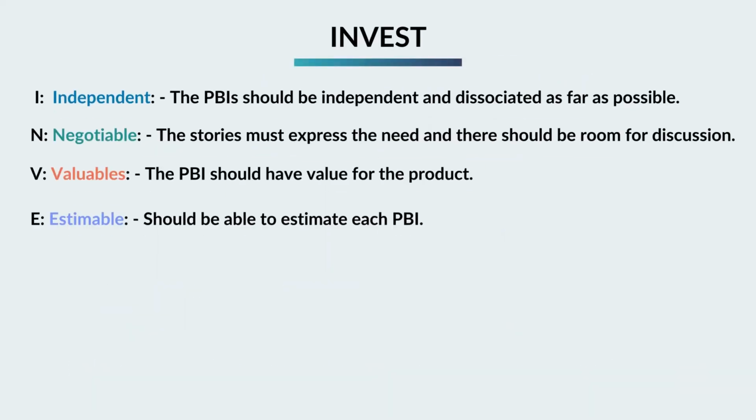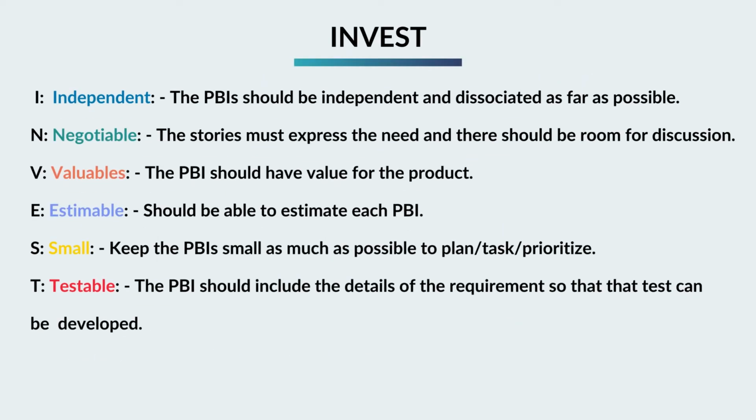Independent: the PBI should be independent and dissociated as far as possible. N, negotiable: the stories must express the need and there should be room for discussion. V, valuable: the PBI should have value for the product. E, estimable: should be able to estimate each PBI. S, small: keep the PBI small as much as possible to plan/task/prioritize. T, testable: the PBI should include the details of the requirement so that tests can be developed.